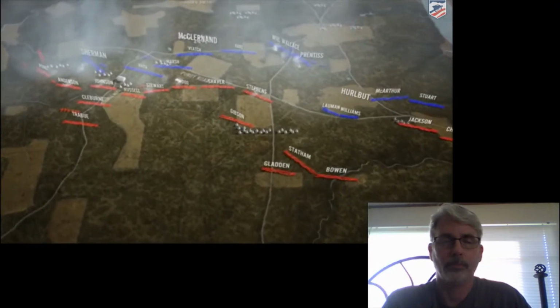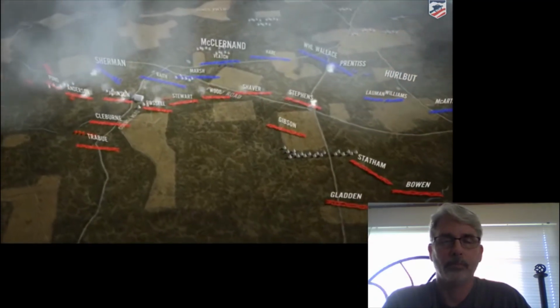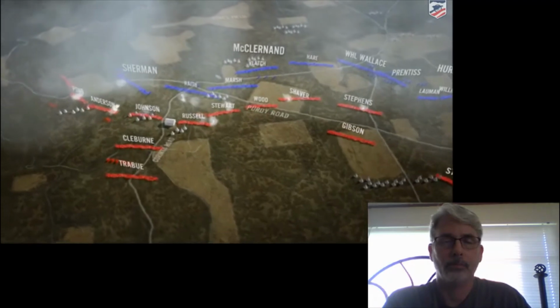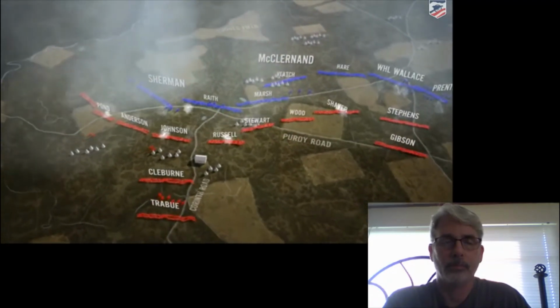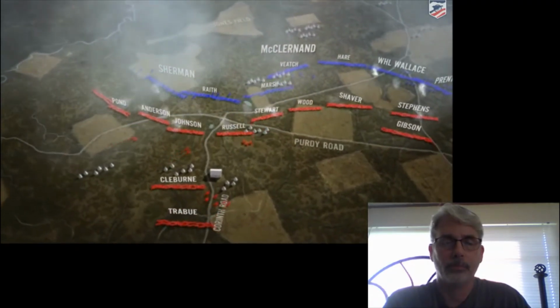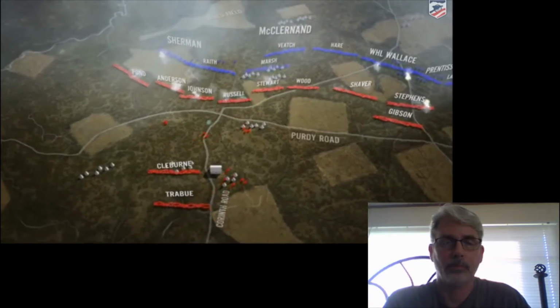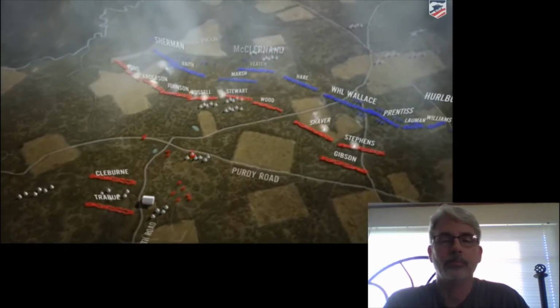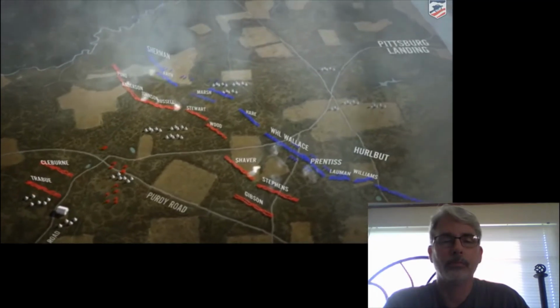By 10:30 a.m., the Confederate onslaught starts to overwhelm Grant's right flank. Attacks push Sherman and McClernand back, first to the crossroads of the Purdy and Corinth roads, and then to Jones Field, 1.5 miles from Pittsburgh Landing.